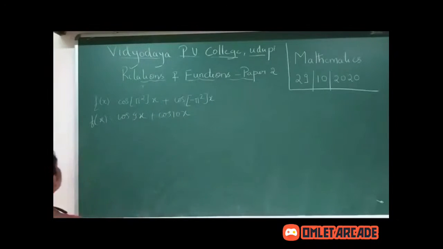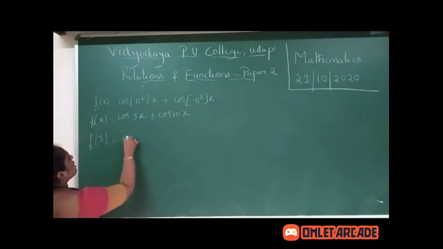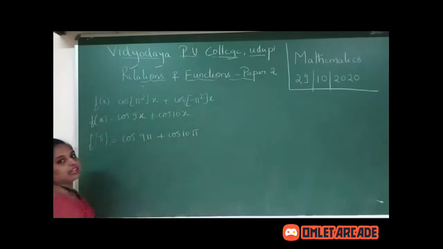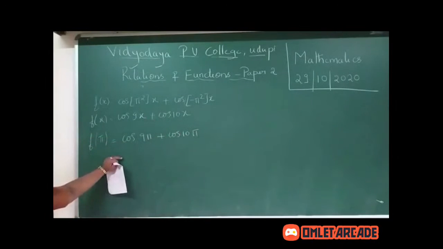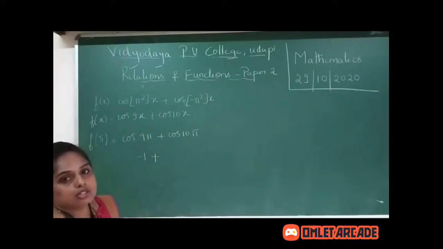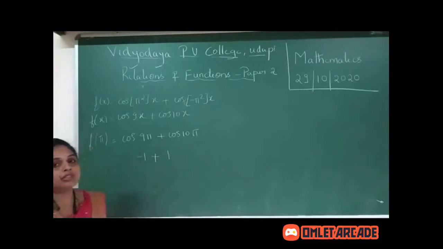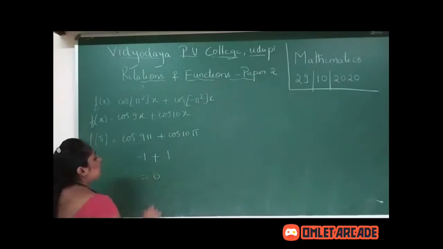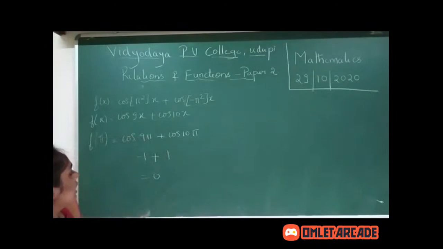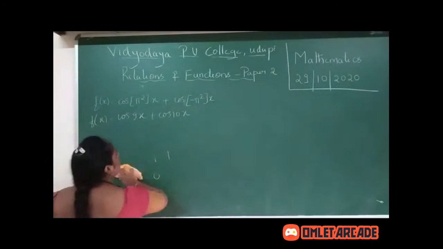The second one is f of pi. Let us see what f of pi is, which will be cos 9 pi plus cos 10 pi. In the place of x you put pi. Now what is cos 9 pi? For all odd multiples it is minus 1, plus for cos 2 pi, 4 pi, 10 pi and all, it is plus 1. So minus 1 plus 1 is 0. What I have in the option is f of pi is 1. It should be 0. So the second option is also wrong.